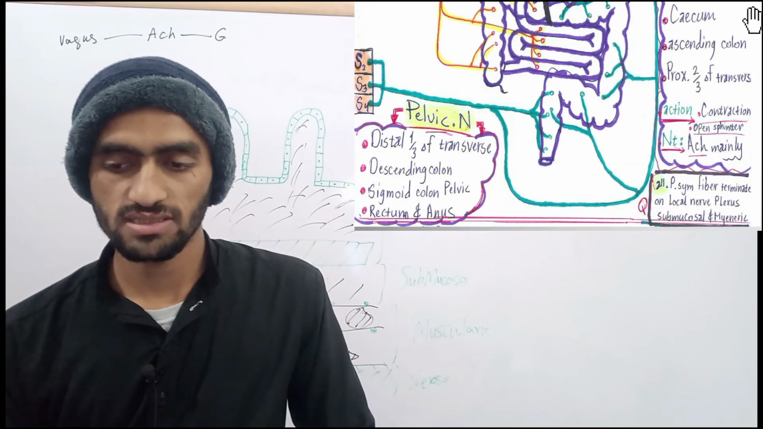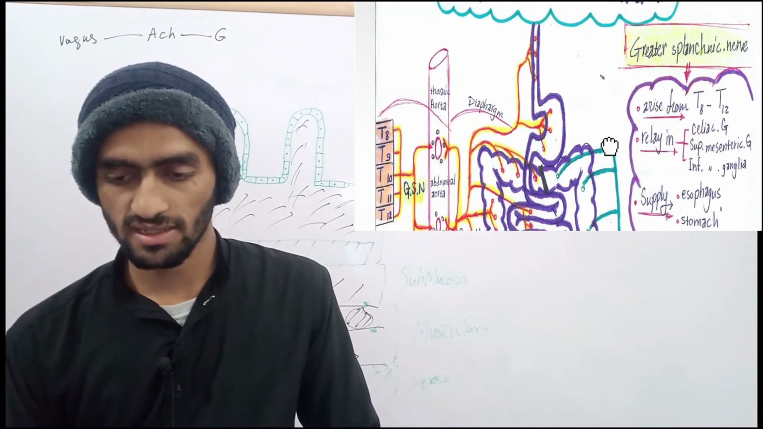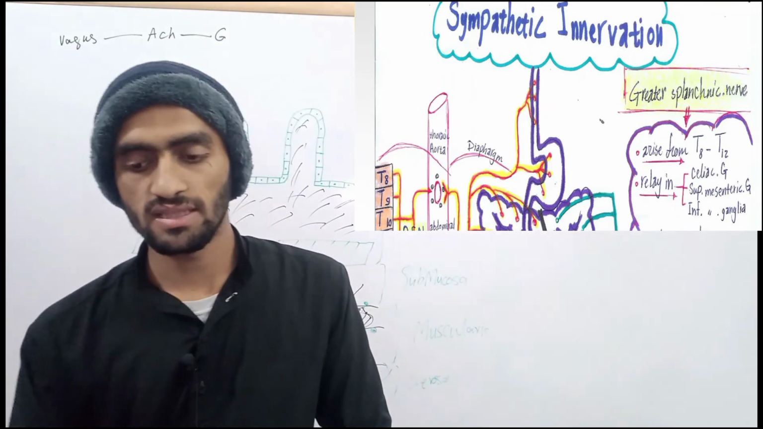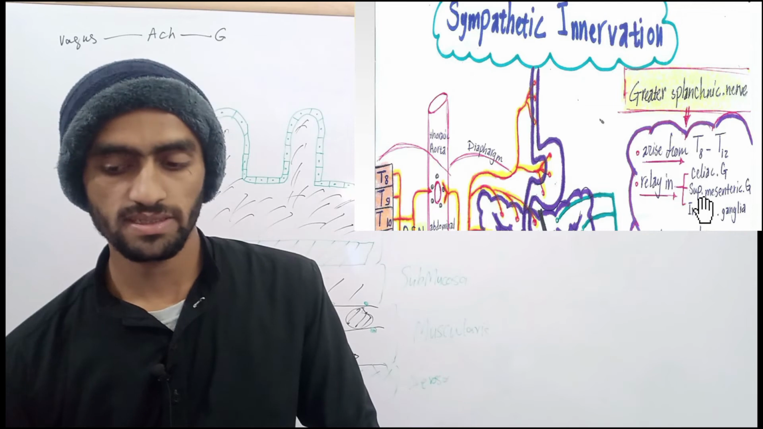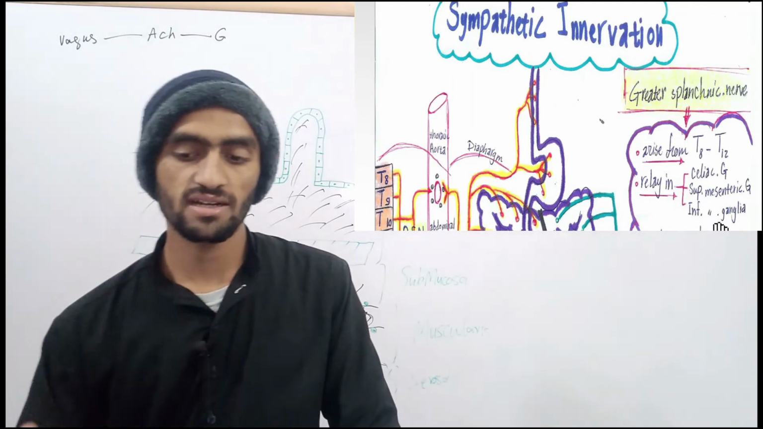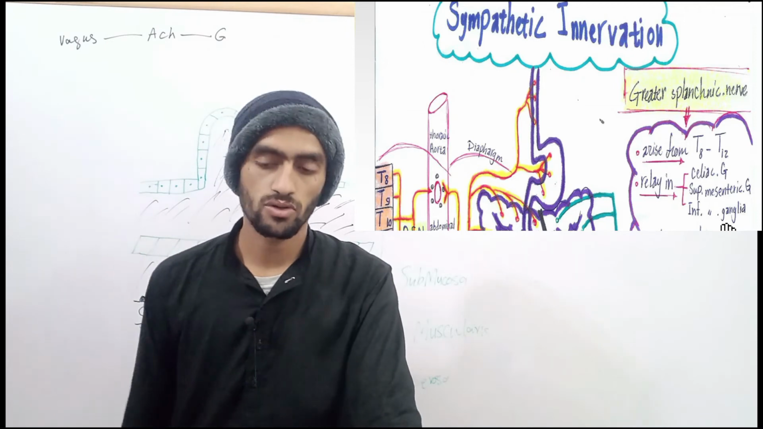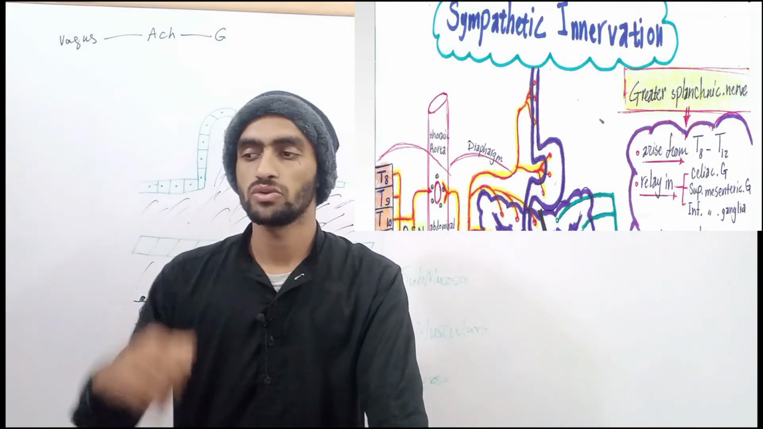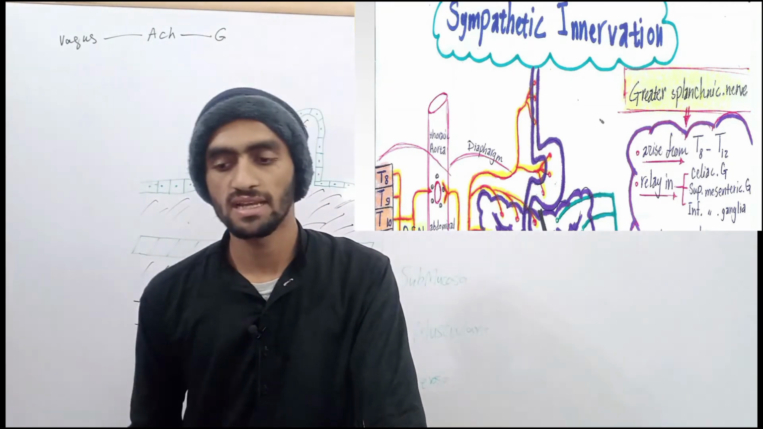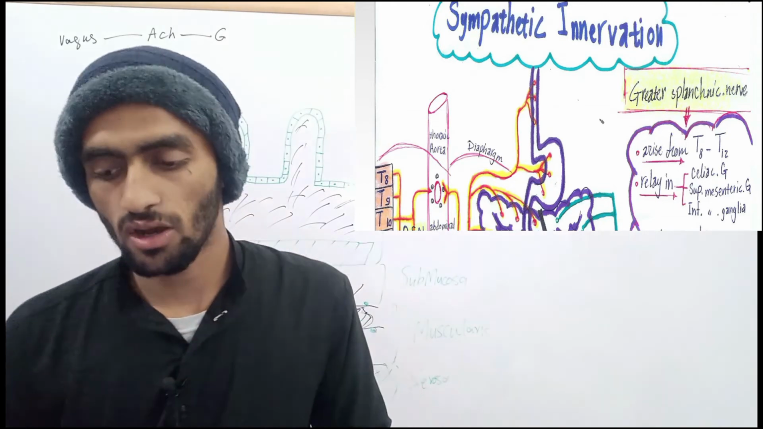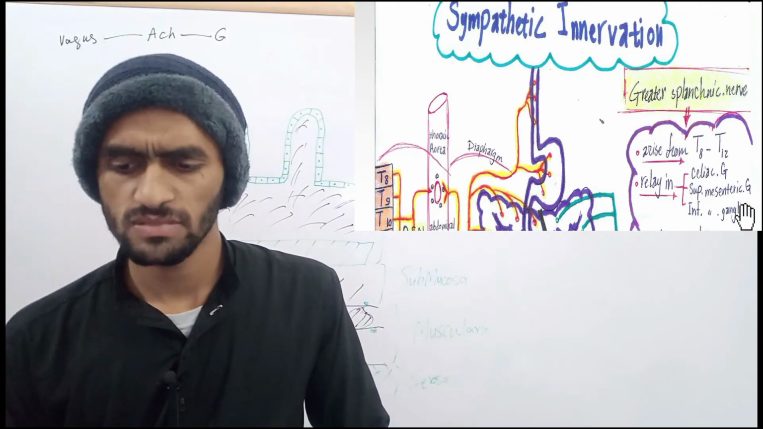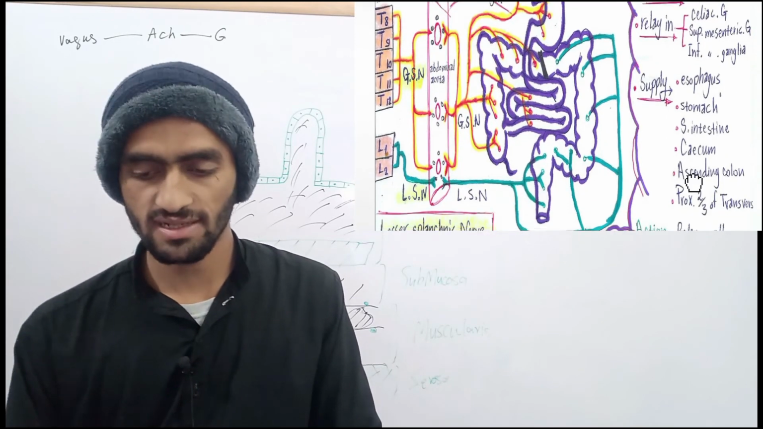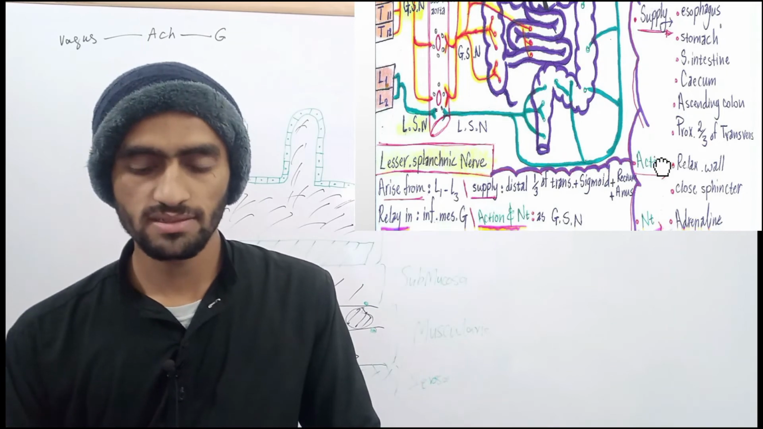In case of sympathetic, you will find the greater splanchnic nerve, which comes from the T8 to T12 thoracic region. They relay in the celiac ganglia, superior mesenteric ganglia, and inferior mesenteric ganglia. These are ganglia which are present near the gut wall. You will study these ganglia in embryology or anatomy. They supply esophagus, stomach, intestine, cecum, ascending colon, everything else is innervated by sympathetic.